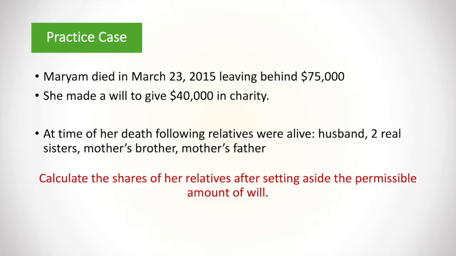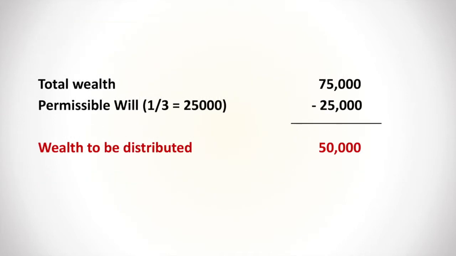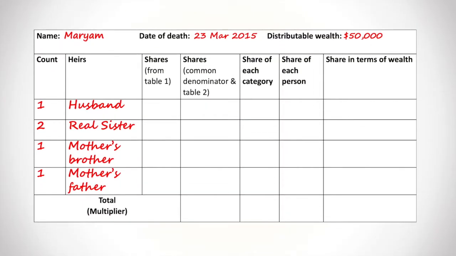Let's calculate the shares of her relatives after setting aside the permissible amount of will. As we know, the only permissible will is up to 1/3 of the property. In her case, the 1/3 would be $25,000. So instead of $40,000 that she had actually willed, we only take out $25,000, and the distributable wealth now is $50,000.